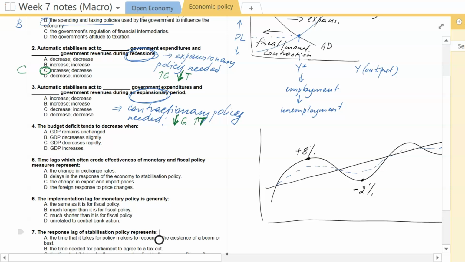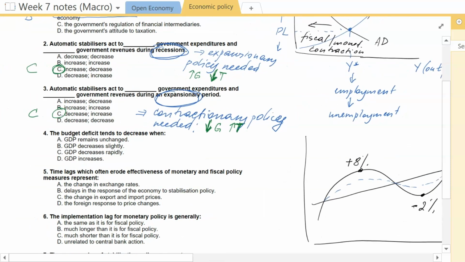So what combination of options do we have here? It will be C as well. Government expenditure needs to drop and taxes will need to increase. This is what automatic stabilizers are. So both of these questions are focusing on automatic stabilizers.